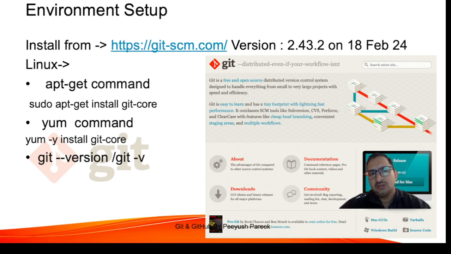To install on Linux, we have two mechanisms. Number one is the apt-get command, which is basically used for Ubuntu: sudo apt-get install git-core. Or we can use the yum command: yum -y install git-core. To check what version has been installed, we can use the command git --version or git -v. We can use that over here also.